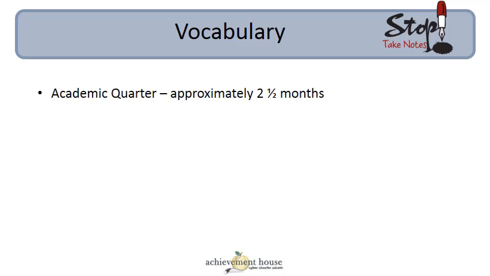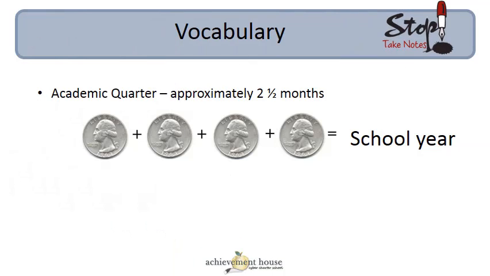A few words you'll need to be familiar with before we get started. One is academic quarter. Every school year is broken up into quarters. Each quarter lasts approximately 2.5 months. A typical high school school year is broken down into 4 quarters.